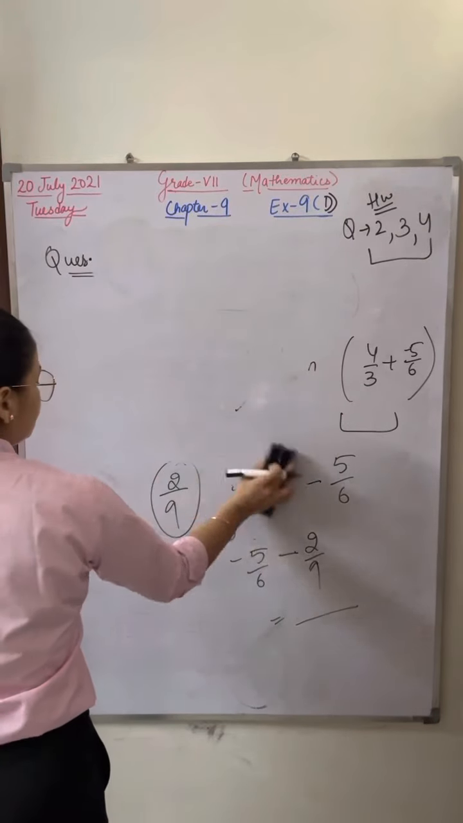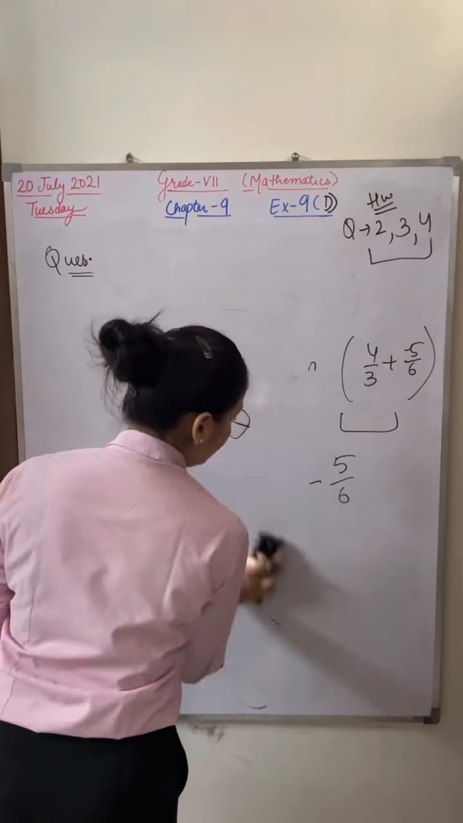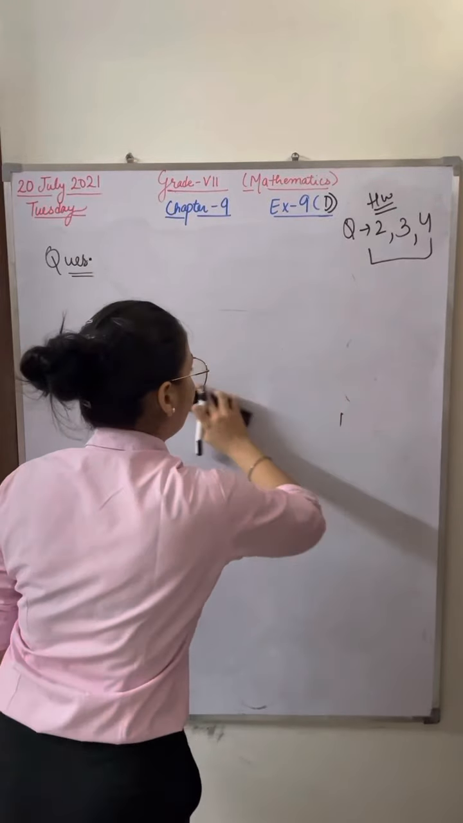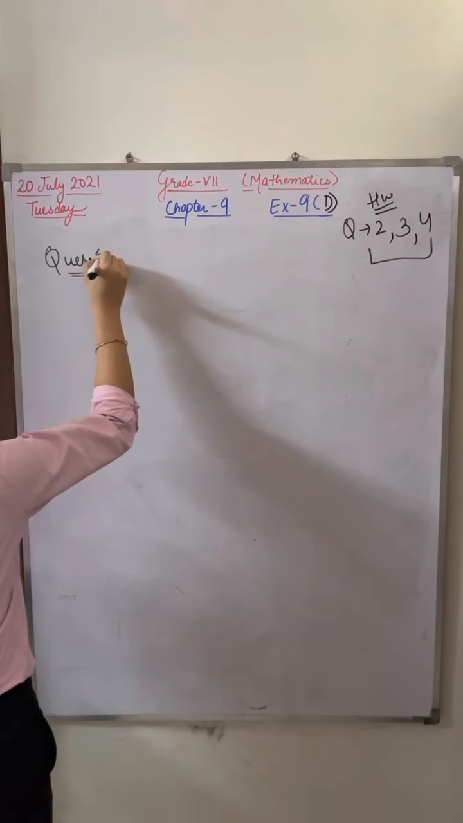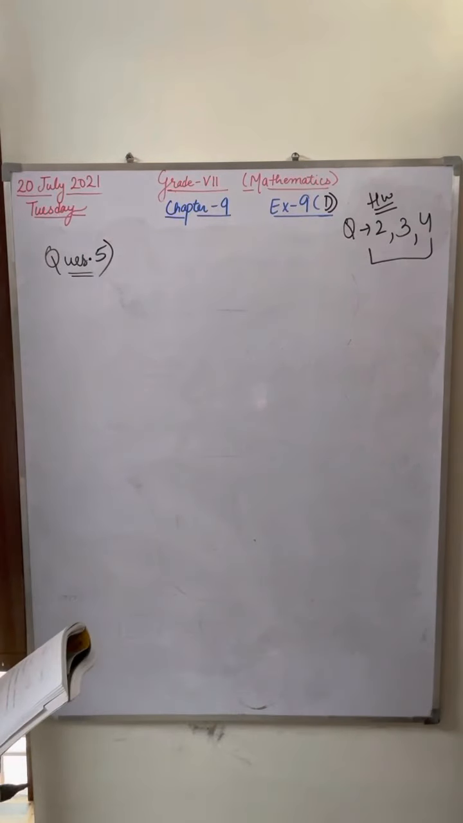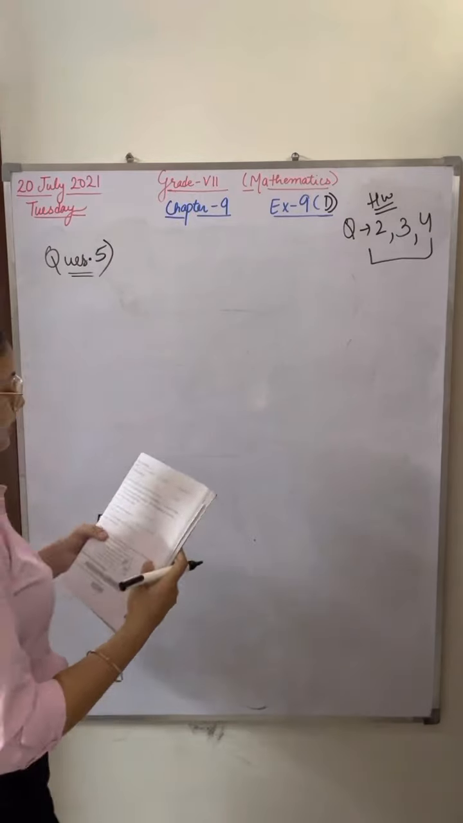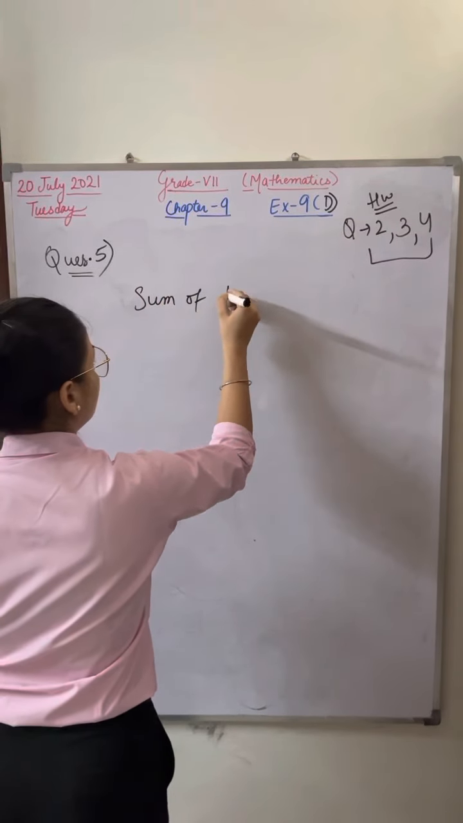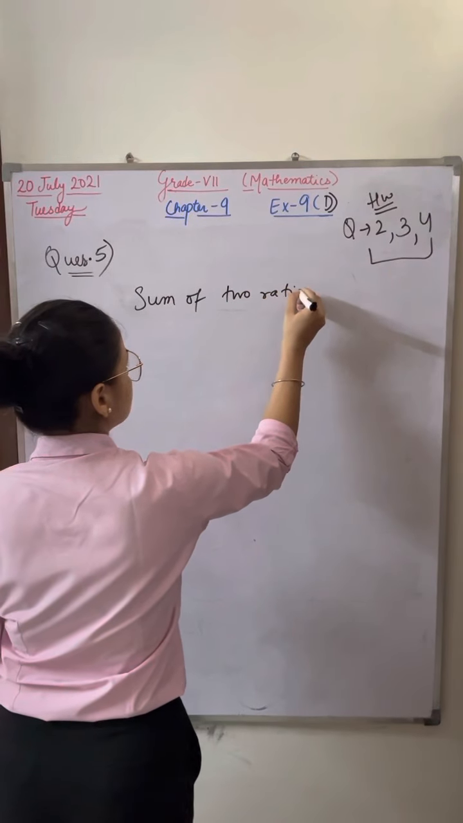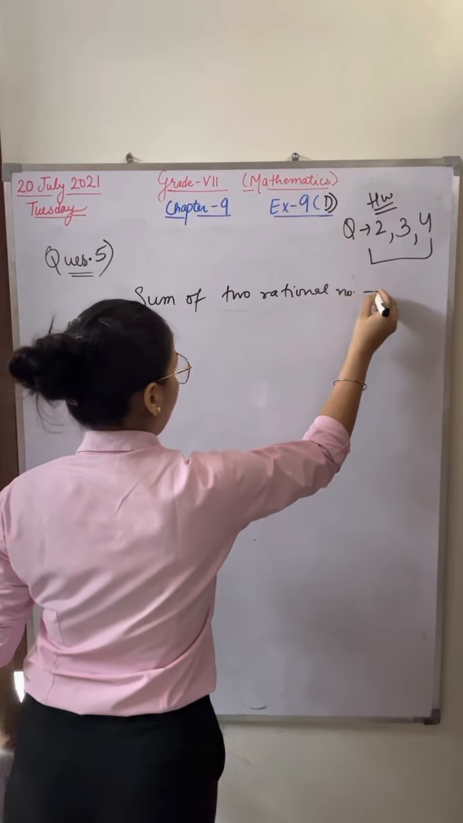Now, question 5. Questions 5 and 6 are based upon word problems. Okay, you just have to understand the question. The solution is very easy. Question 5: the sum of two rational numbers is given.